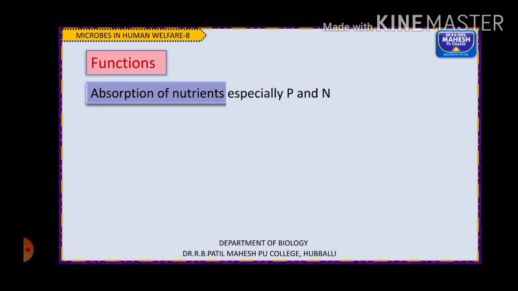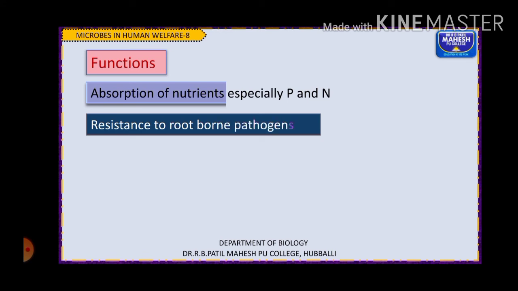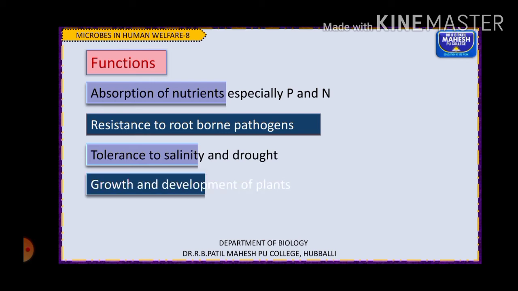Then in detail, if you study the functions of this mycorrhiza, as I told you, they help in the absorption of the nutrients, because these plants generally suffer from nutrient scarcity, especially phosphorus and nitrogen. So when the fungus is present in association with the roots, it helps to overcome this deficiency. And also resistance to many pathogens, tolerance to salinity and drought, and also it helps in the overall growth and development of the plants.